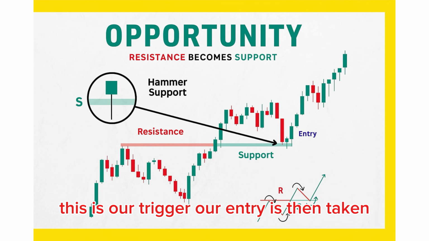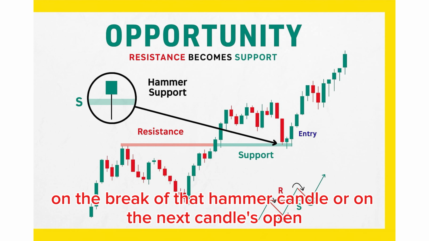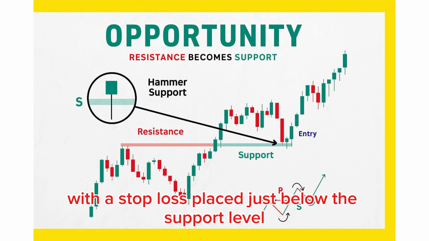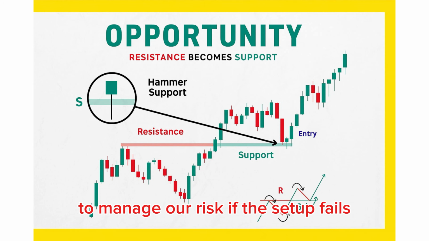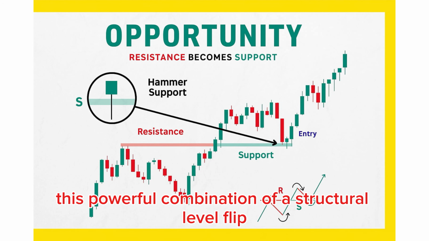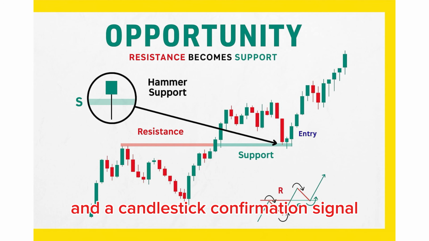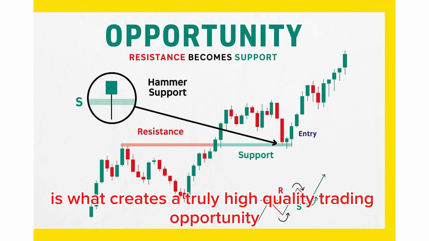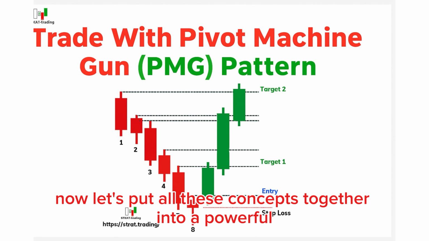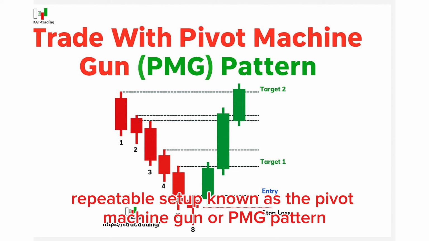Our entry is then taken, as we just discussed, on the break of that hammer candle or on the next candle's open, with a stop loss placed just below the support level to manage our risk if the setup fails. This powerful combination of a structural level flip and a candlestick confirmation signal is what creates a truly high-quality trading opportunity.